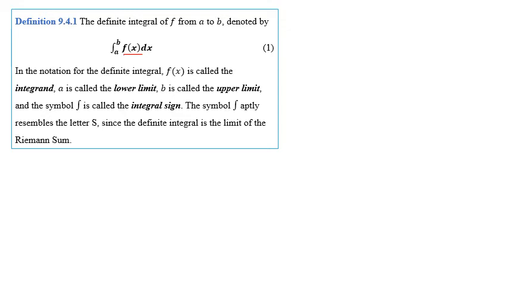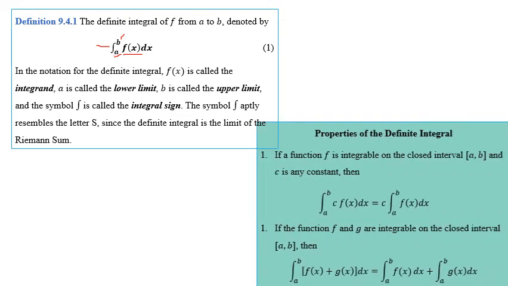In the notation for the integral, class, f of x is called the integrand and a is the lower limit. Ito siya. And then b is the upper limit. And the symbol integral is called the integral sign. So, ito yung tinatawag natin na integral sign. The symbol integral aptly resembles the letter S since the definite integral is the limit of the Riemann sum.